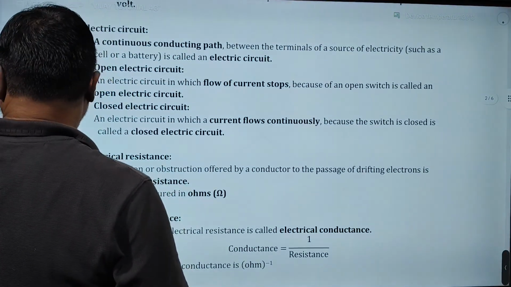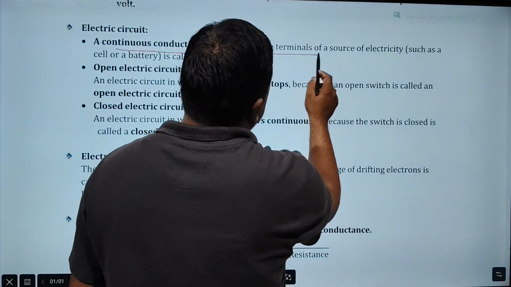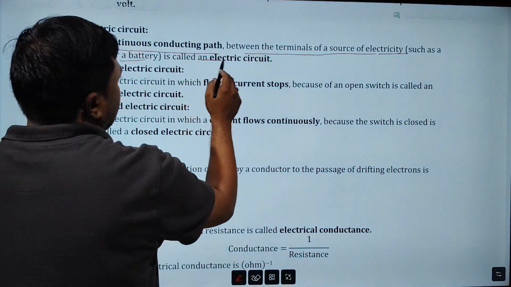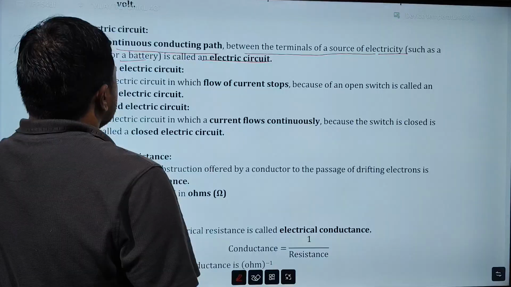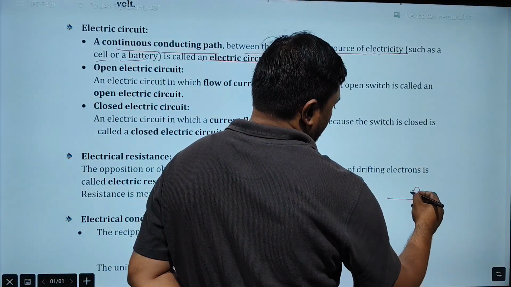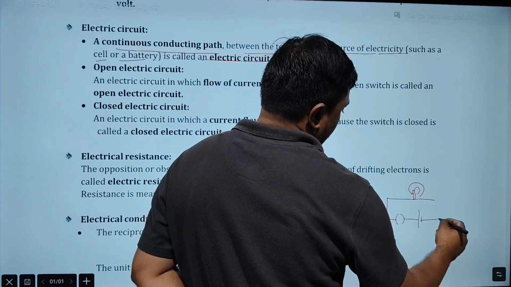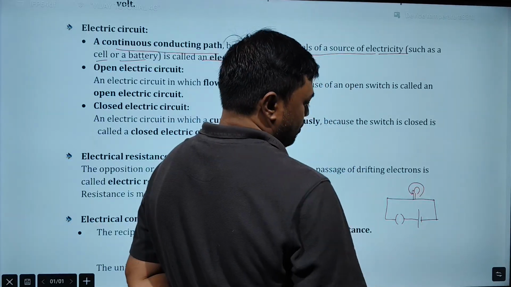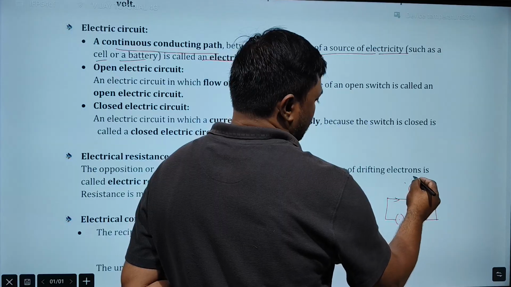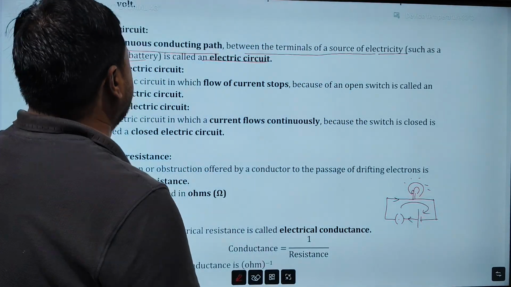Now let's talk about the electric circuit. A continuous conducting path between the terminals of a source of electricity such as a cell or battery is called an electric circuit. We can draw one electric circuit also. You can see this is the lamp we can put, this is the switch, this is a source of current, that is a cell. If the switch is on, what will happen? Current will start flowing through this, the bulb will glow. So this is a continuous path of electric current called an electric circuit.